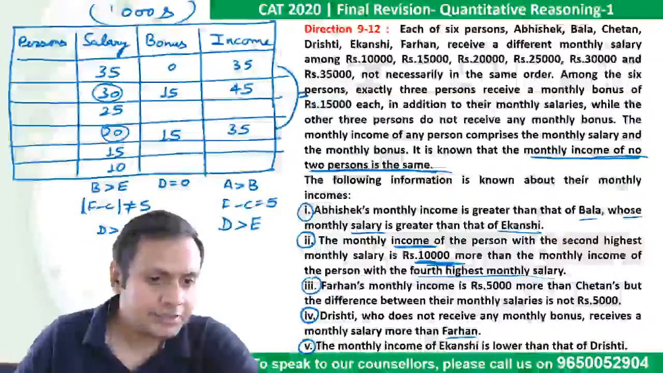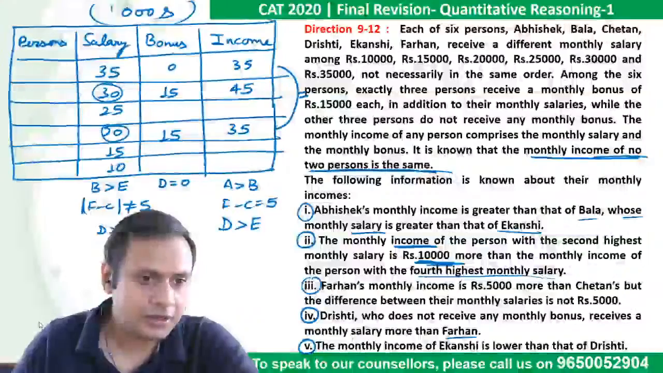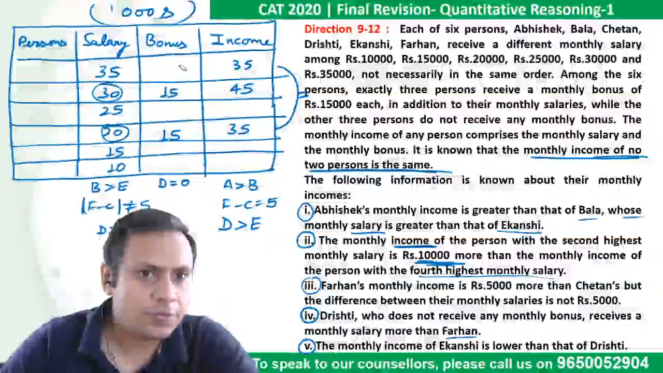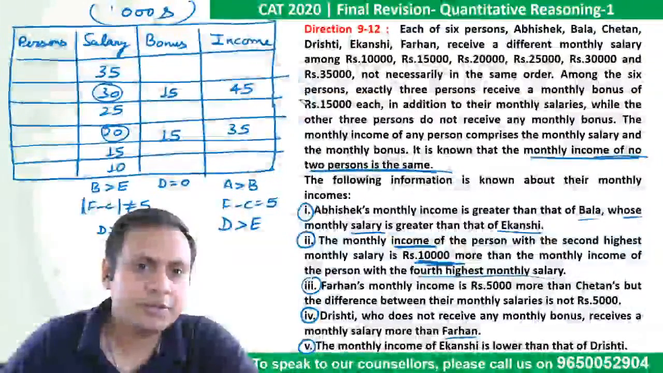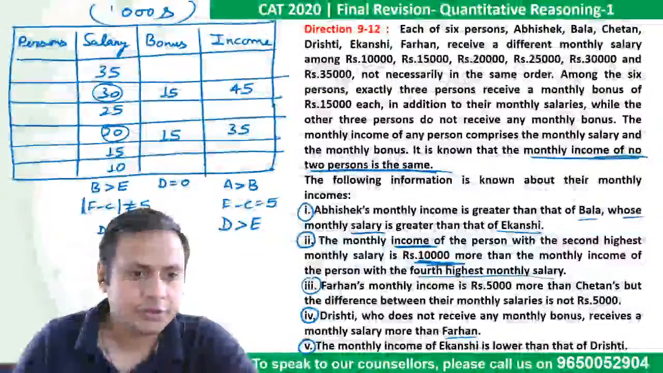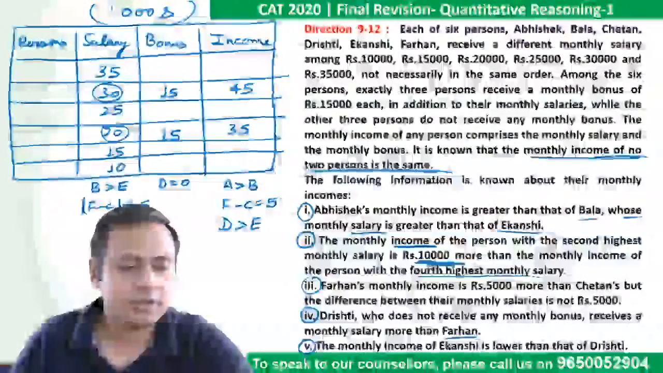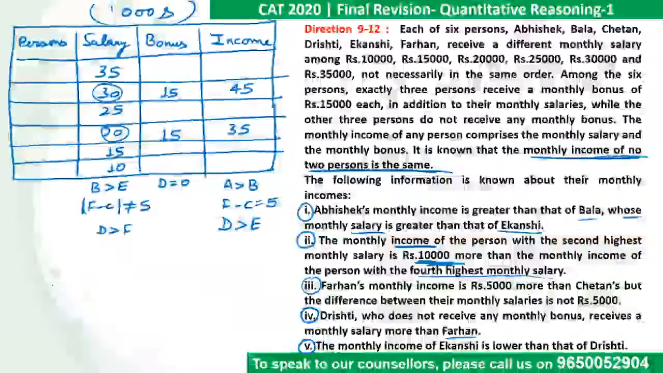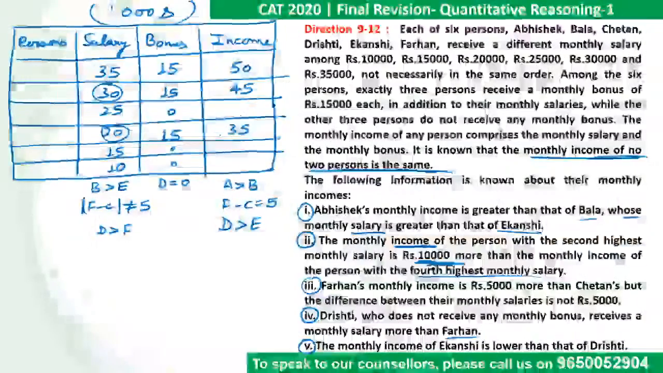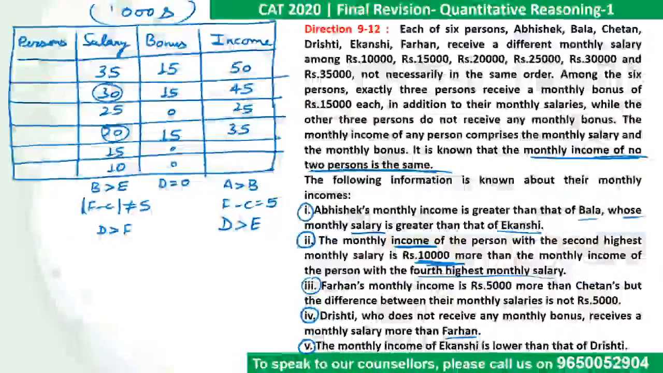Agree? So can I say it means what? We cannot put 0 here. It means only that thing. So we cannot put 0 here. So basically this person also got 15,000 bonus. So the income became 50,000. The other three got 0 bonus. So 25, 15 and 10.